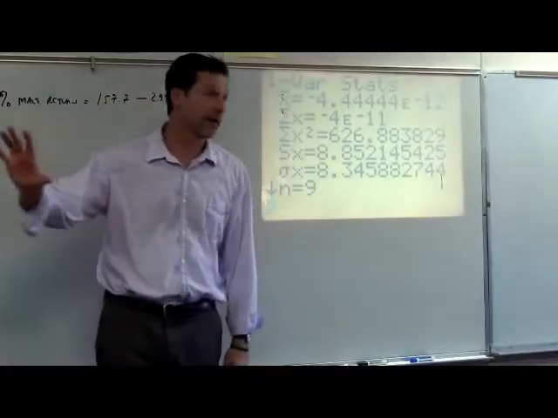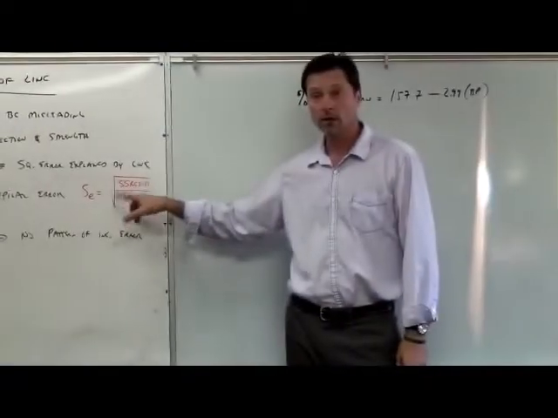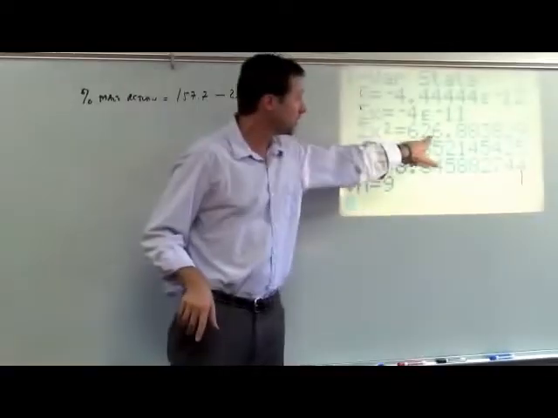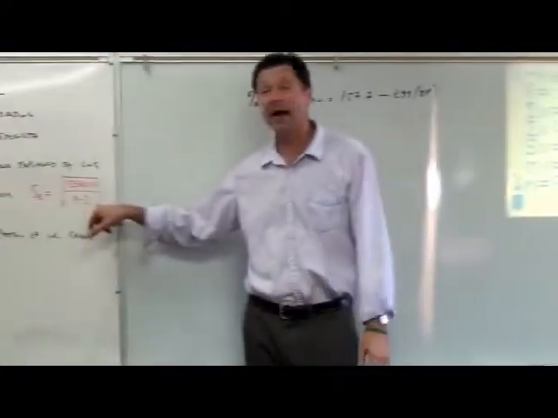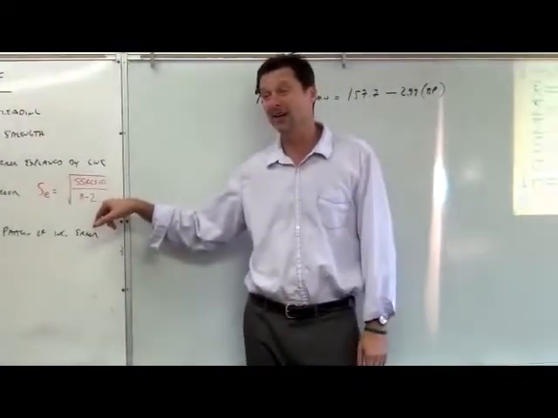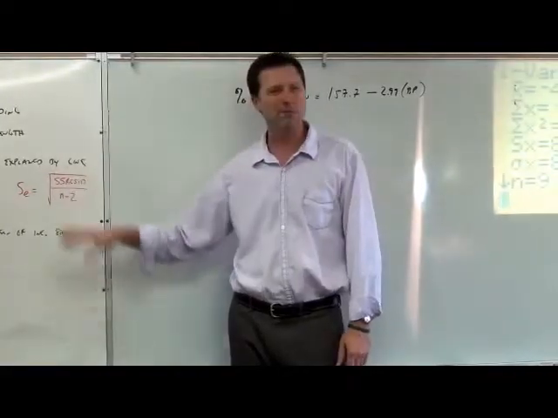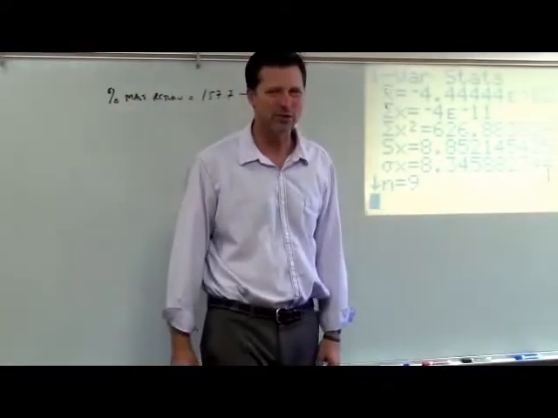So on your paper right now, you should have this formula. Square root of 626.9 divided by how many points there are? 9. Minus 2 is 7. This comes out to about 9 point something, 9.32.